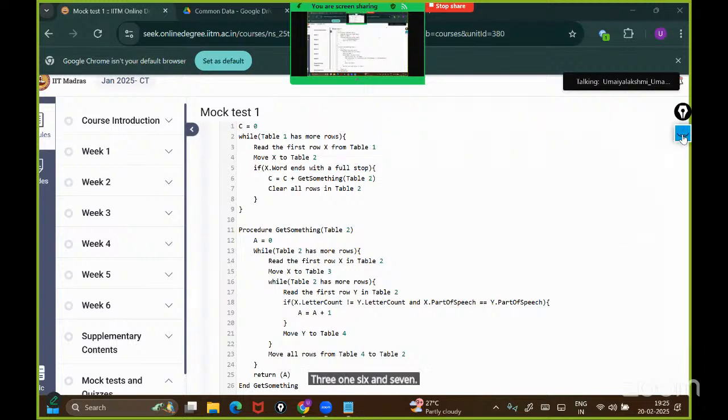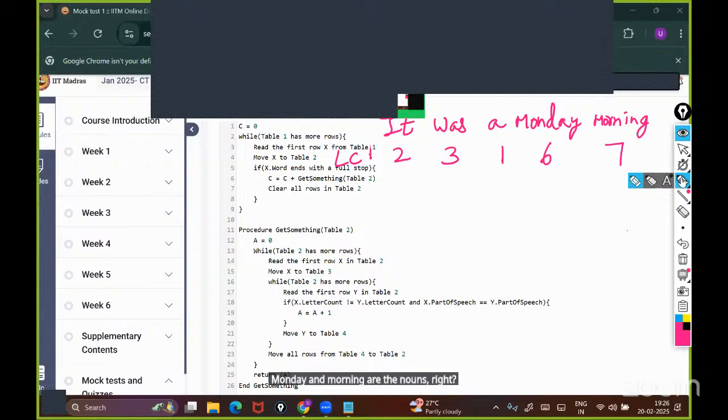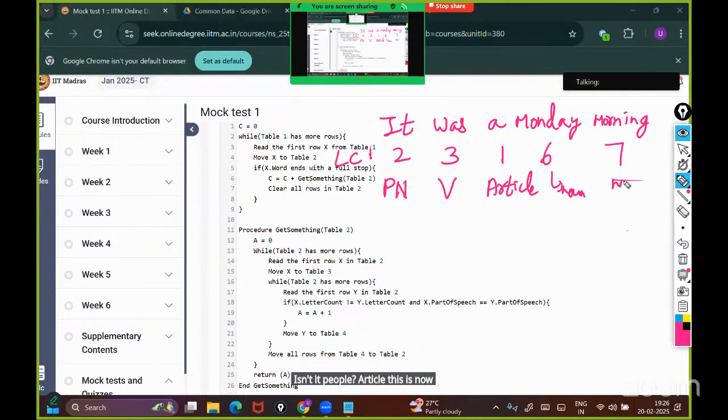How about the parts of speech? It is a pronoun. Was is a verb. A is an article. Monday and morning are the nouns, right? Isn't it, people? Yes. Article, this is a noun, and this is also a noun. So still I'm getting only 2, right?